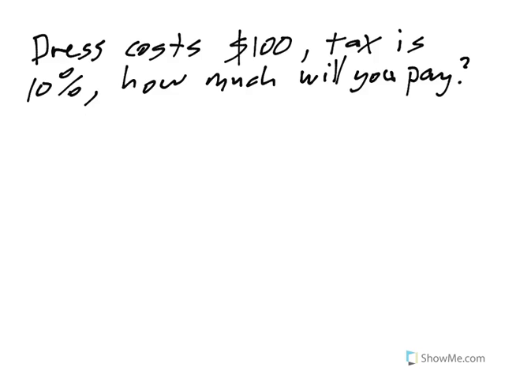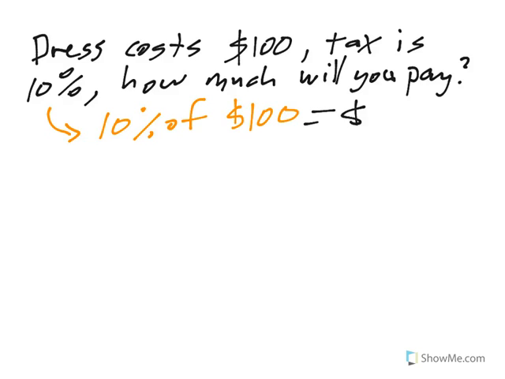So implied by this 10% is that it's 10% of the cost of the dress. That the tax is really going to be 10% of that $100, and we know that 10% is 10 out of 100, and so if it's really 100, 10 out of 100 is 10. So we see that the tax is 10 bucks.